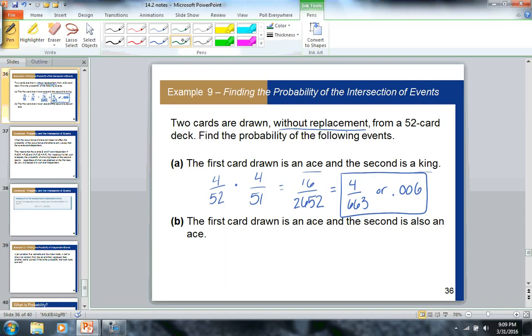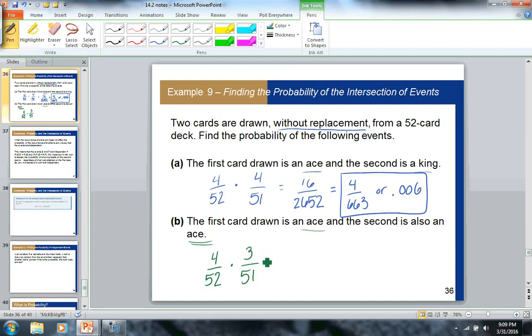Let's look at our next example here. Now the first card that's going to be drawn is going to be an ace, and then the second one is also going to be an ace. So again, we've got 4 aces out of the 52, but now you're taking that ace out of the deck and you're holding it in your hand. So you've not only reduced the number of cards that you have to choose from, you've also reduced the number of aces. So instead of having 4 aces to choose from, you now have 3. So that can happen as well, where you're reducing the total set and you're reducing the number of possible events that you want.